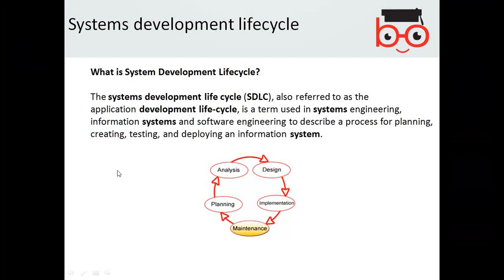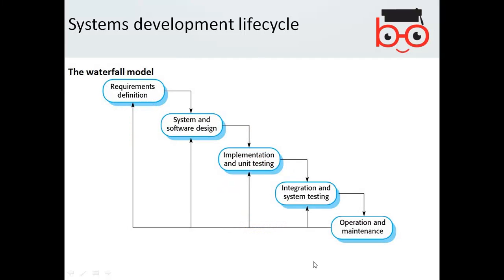Okay, fine. So the system development cycle, also referred to as the application development cycle, is a term used in systems engineering, information systems, and software engineering to describe a process of planning, creating, testing, and deploying an information system. So once you want to create a system, you need to plan, analyze, design, implement, and think about maintenance and testing.